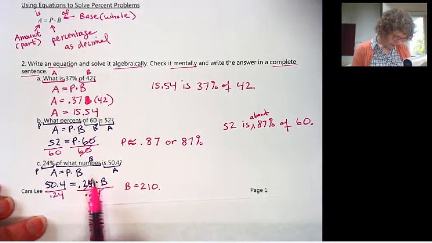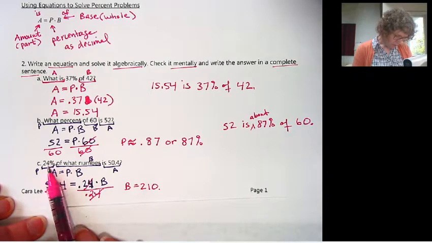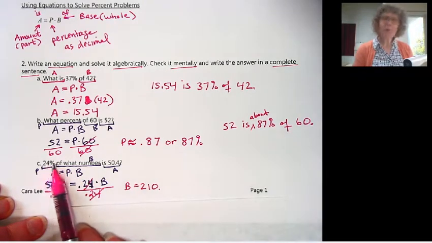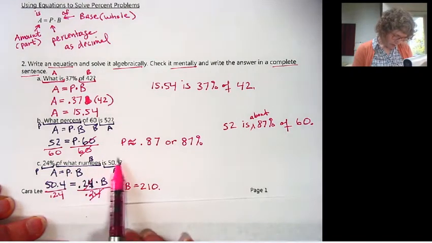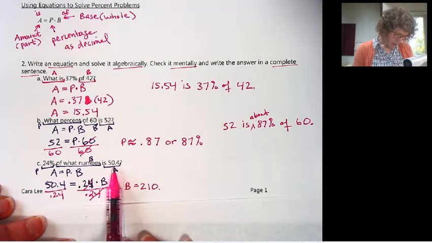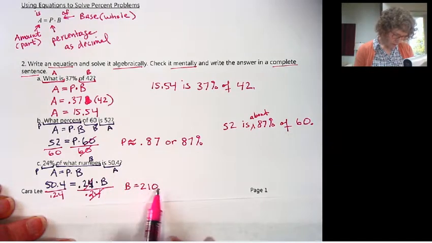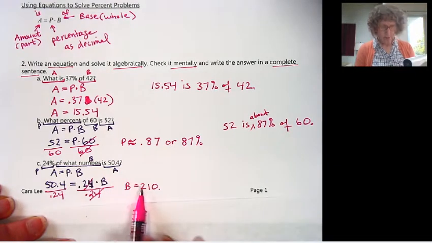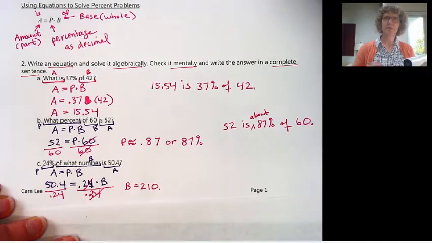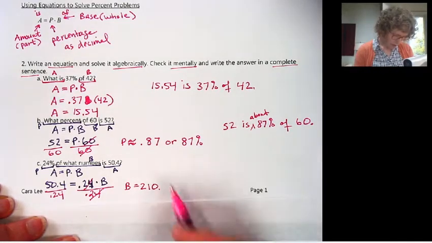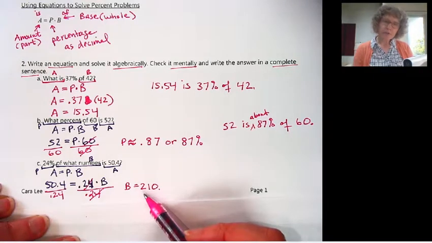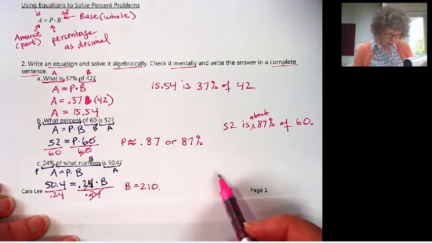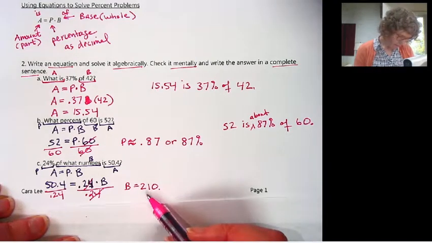Okay, let's see, does this sound reasonable? 0.24 is about, it's almost a quarter, 25%. Of what number? And 50 seems like it's a little less than a quarter of 210, because 50 would be a quarter of 200, because 50, 100 times 2 is 200. So that sounds about right. If we got something, you know, really small or really big, that wouldn't make sense.